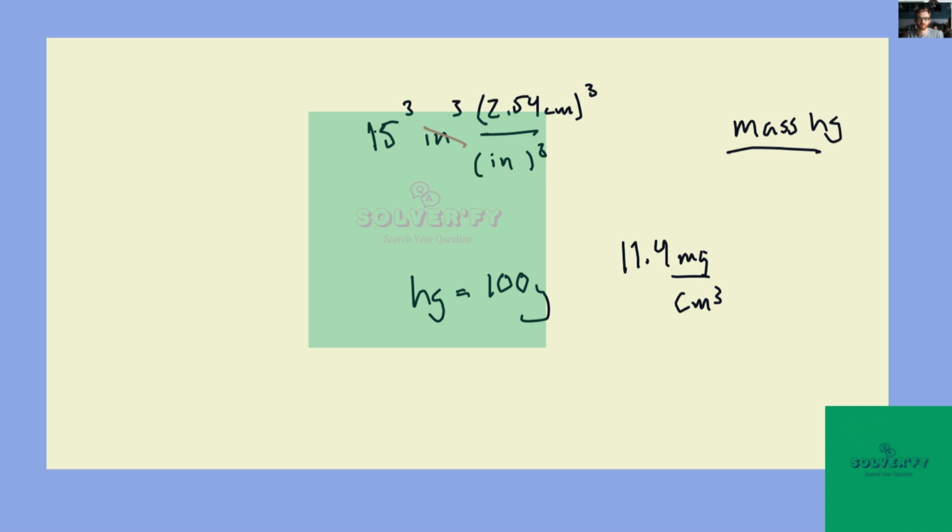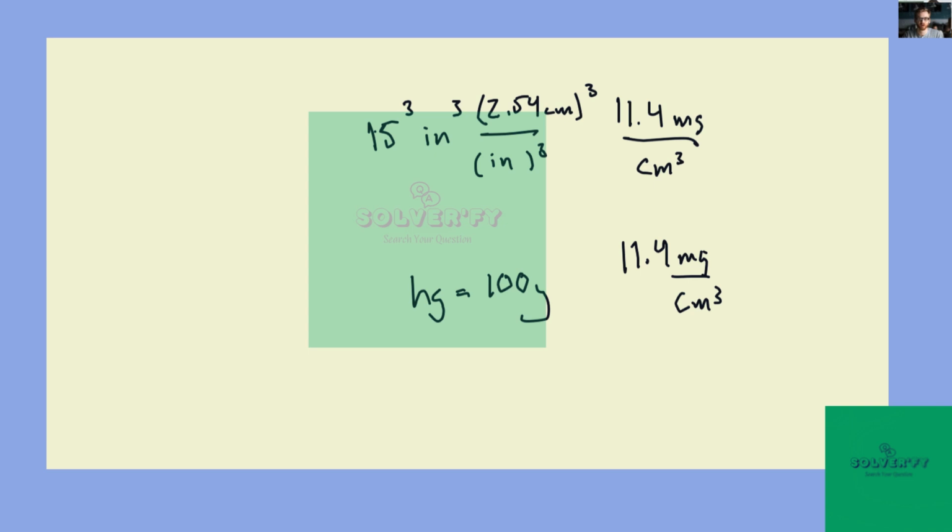Now, we can use our 11.4 milligrams per cubic centimeter. Let me make ourselves some space here. So we'll multiply this by our 11.4 milligrams per centimeter cubed. Okay, so if we were to go through now, our inches would cancel, our centimeters cubed would cancel, we'll be left with milligrams, but we don't want milligrams, we want hectograms.